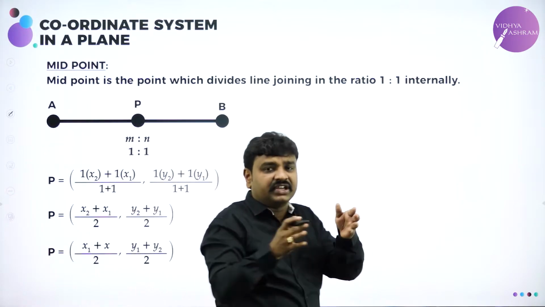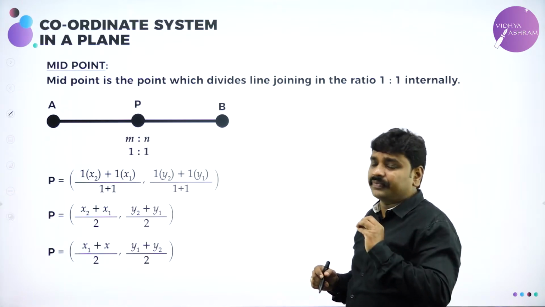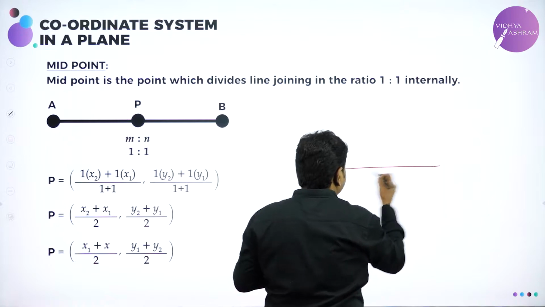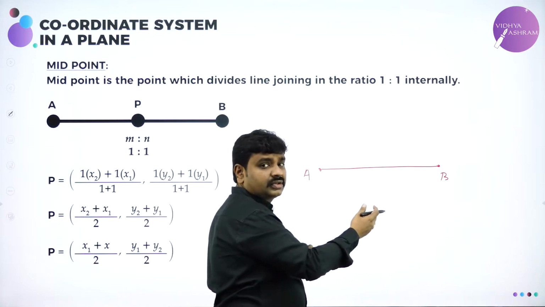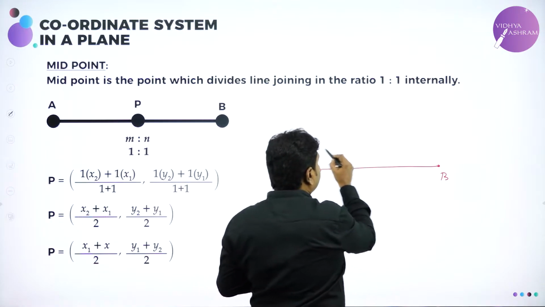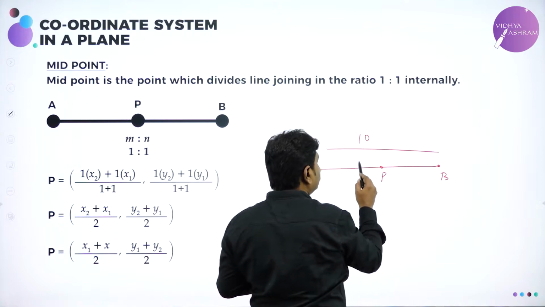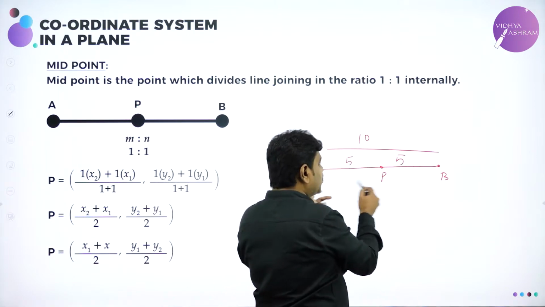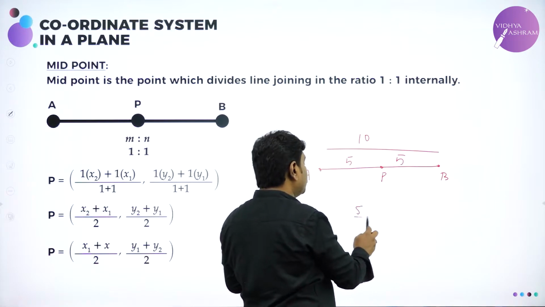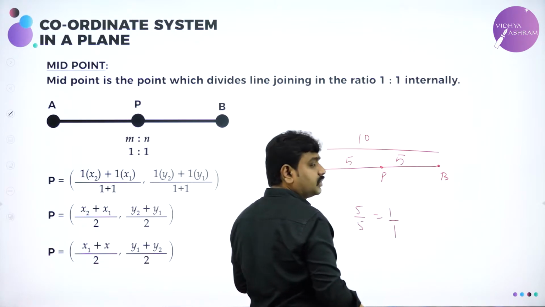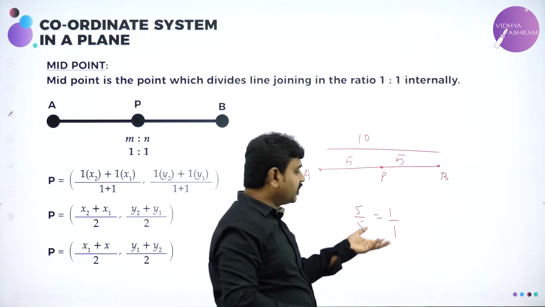Exactly in the center of the line joining. Midpoint always divides in the ratio 1:1. For example, between A and B, if the distance is 10 meters, midpoint will be exactly P, means it will be 5 each. So A to P the distance is 5 and P to B also distance is 5. When I divide 5 by 5, it will become 1 by 1. So any equal numbers when you compare, you will get 1:1.